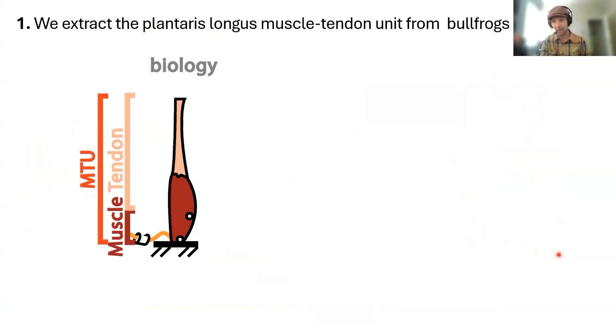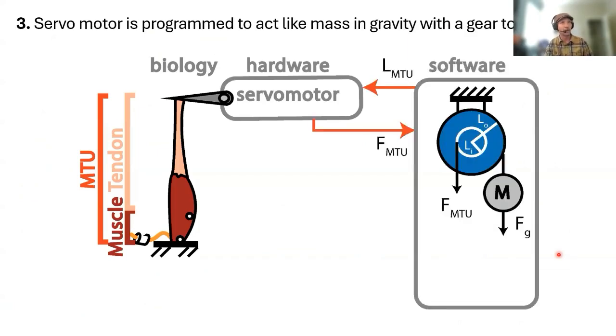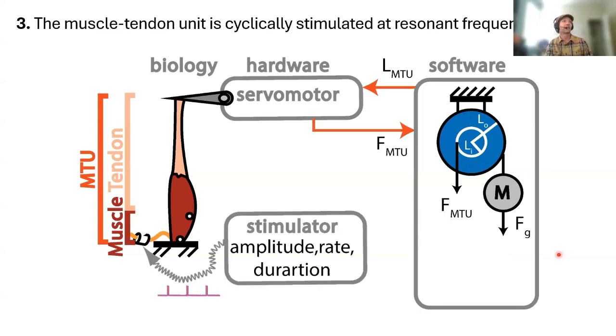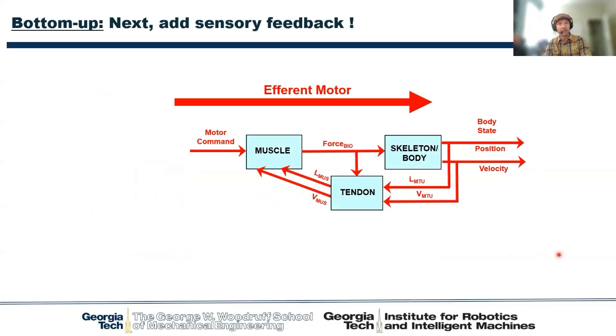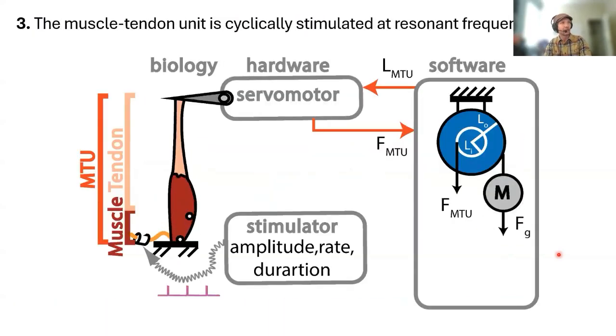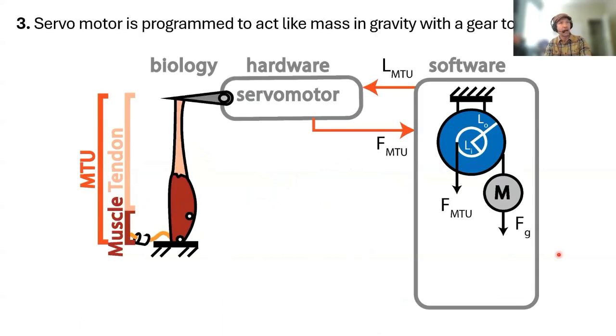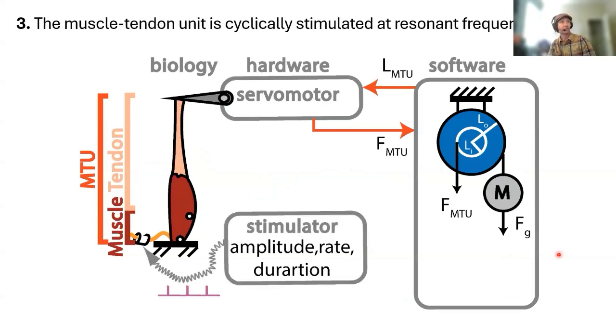Okay, so just to go through this a little bit more carefully. Take a muscle out of an animal. In this case, it's a muscle tendon unit from a bullfrog. Attach it to a servo motor. But the trick here is to make the servo motor feel like a body by putting a model in software that has mass and inertial dynamics. Then we stimulate things to get it going. And what happens is, we get this happening, right? So you get a hopping on the benchtop type situation.